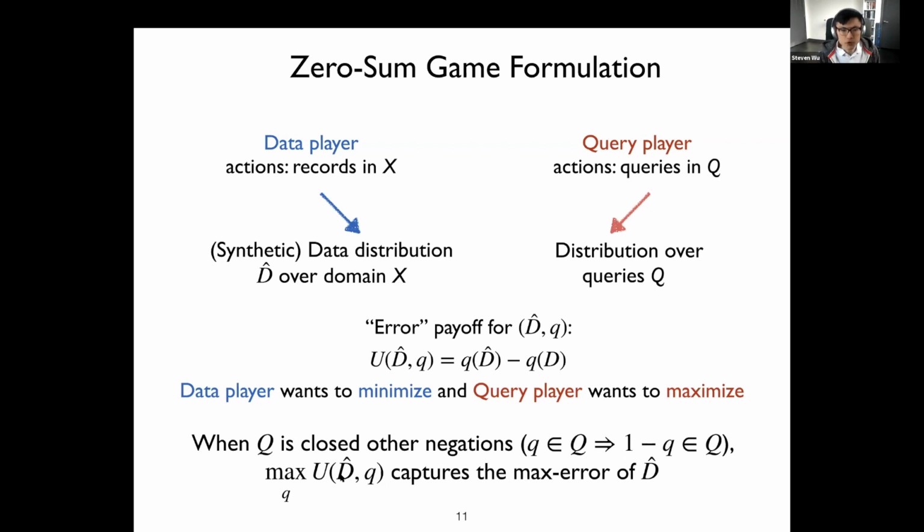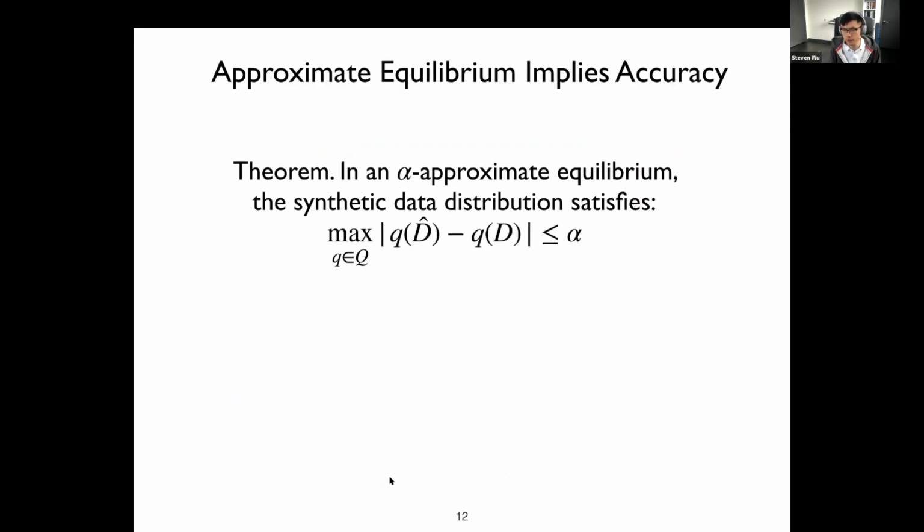So for the zero-sum game, if the data player can select a d hat so that the maximum over q of u(d hat, q) exactly equals 0, this means that the max error of d hat is 0. So you provide a synthetic data set that perfectly matches all of the answers. Of course, you don't expect you can do that because you have a private algorithm that tries to approximate all the answers. But this intuition carries over to approximate equilibrium.